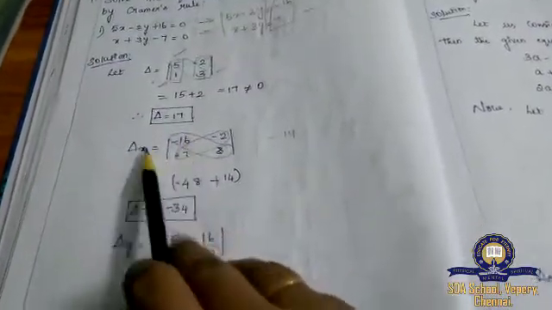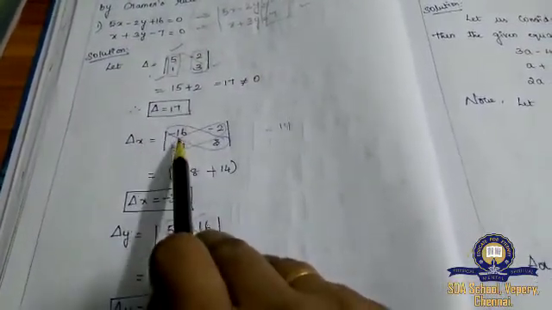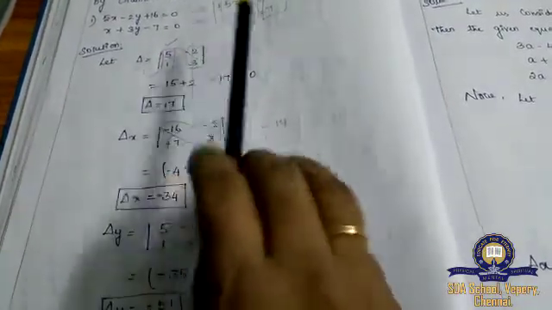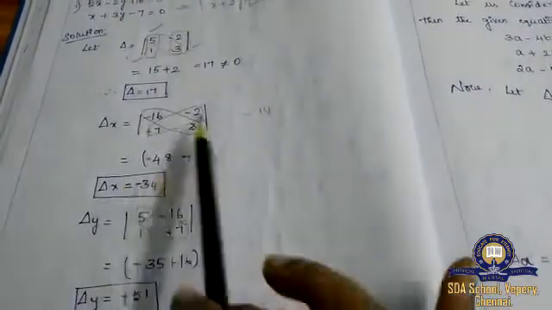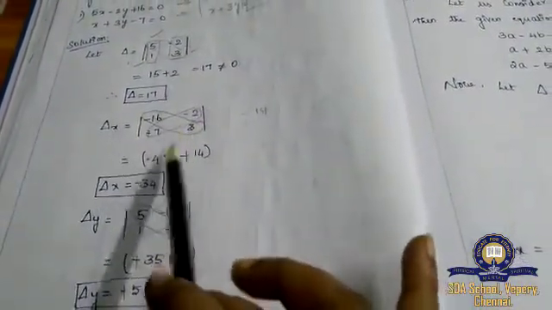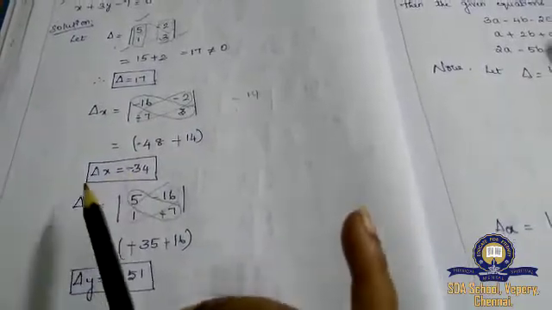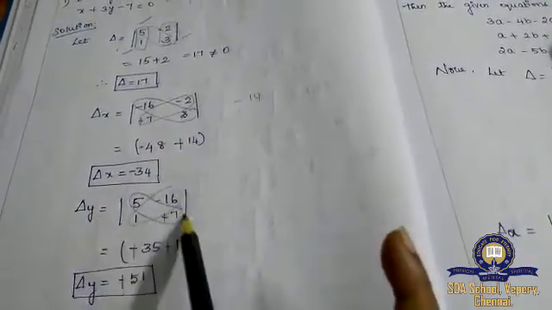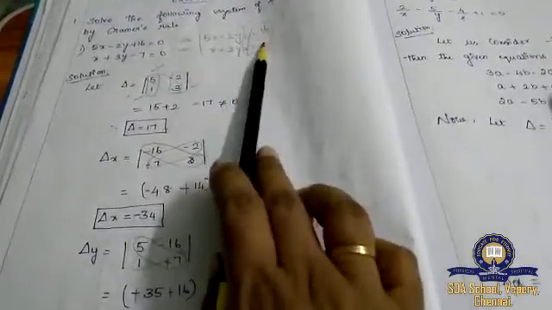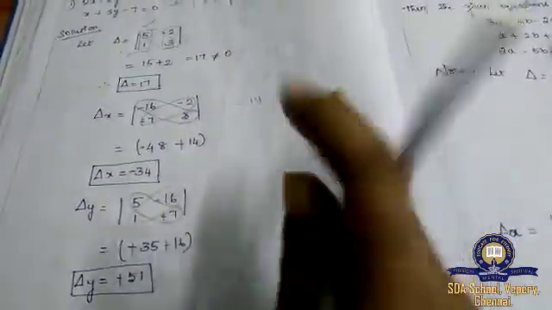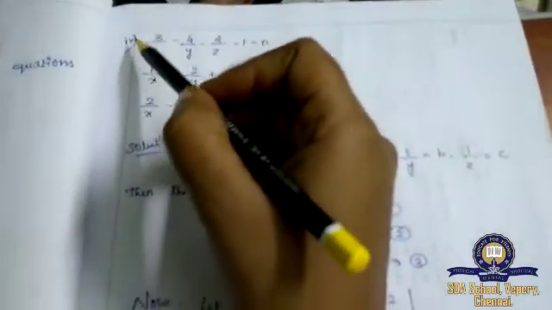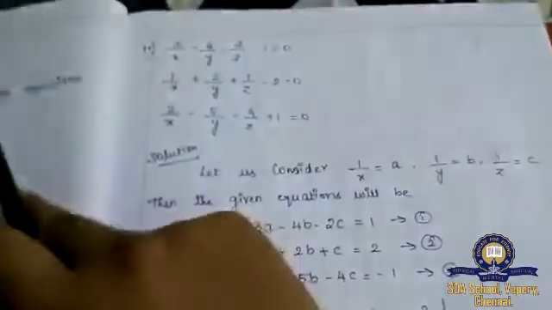Okay children, see here, for delta x, instead of the x coefficient, you're supposed to substitute this value. Y will be as it is, and after that you just cross multiply the determinant, and you will get delta x. And for delta y, instead of the y value, you need to substitute this value. If it is z, the x and y will be as it is, only z gets changed. That's it children. Move on to the fourth question. You have to do the second and third part.